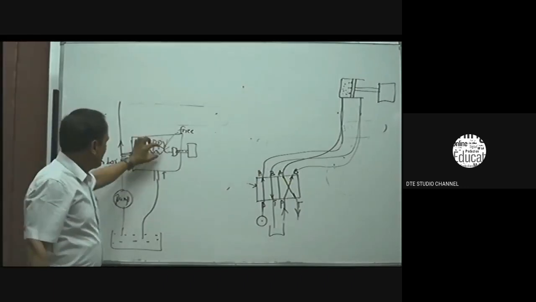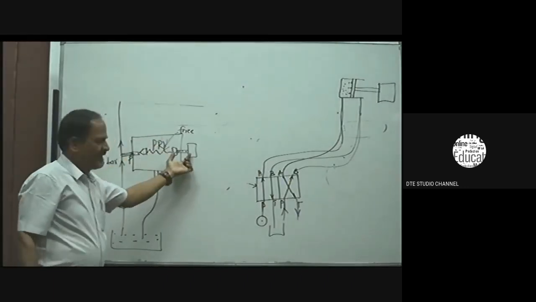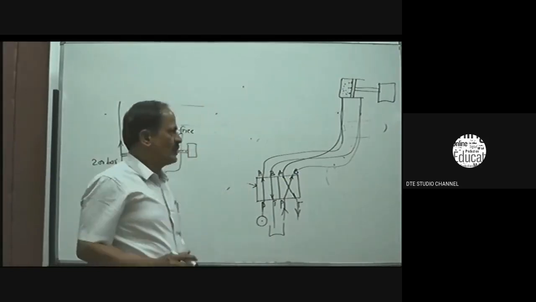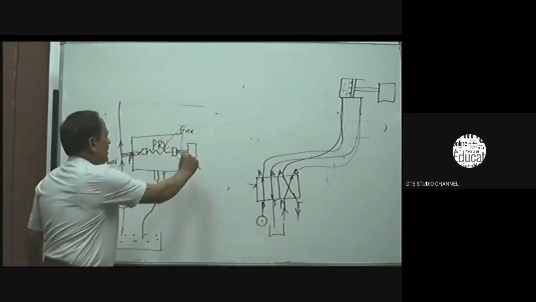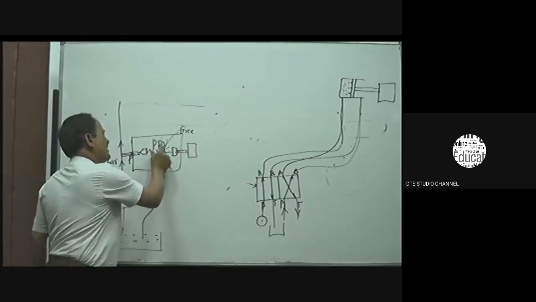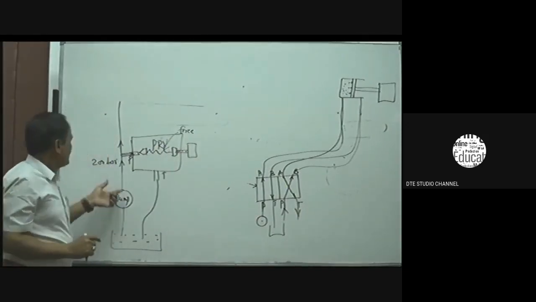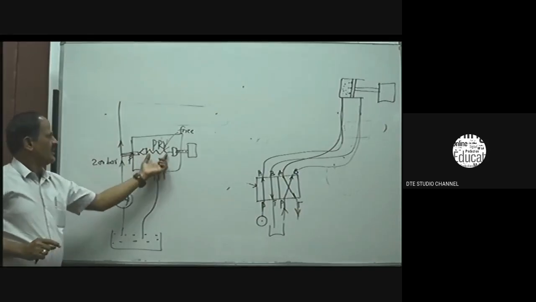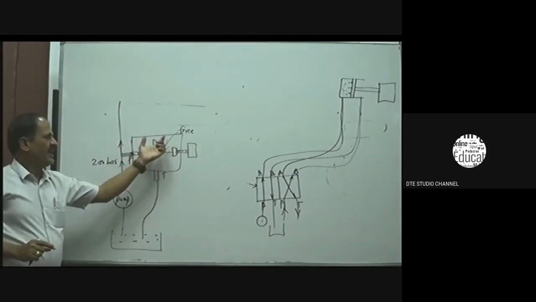To set the spring force, there is an adjustment screw. By operating the screw, the force can be adjusted. That is, to increase or decrease the actuator pressure, the spring force should also be increased or decreased. It is done by adjusting the screw.